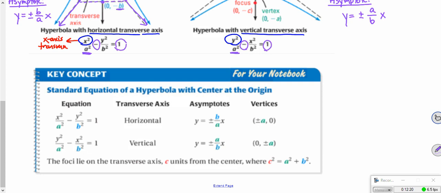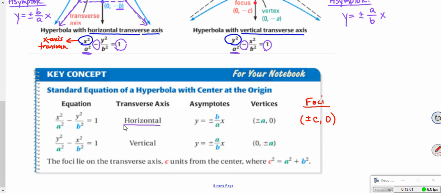Okay, so for the equation, if we start off with x squared minus y squared, the transverse axis is horizontal. Your asymptotes are going to be b over a because your b is your y in this case. So remember, slope is rise over run. And then your vertices are plus or minus a comma 0. Now let me also add to this, like I did on the ellipse one, your foci. Your foci on this are going to be plus or minus c comma 0.